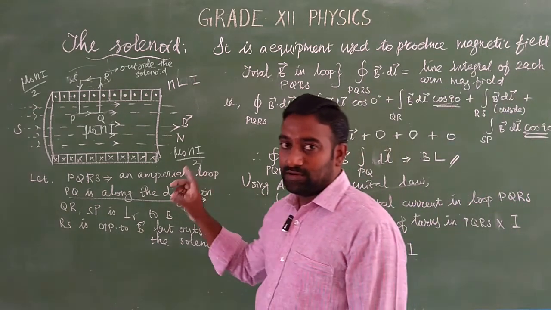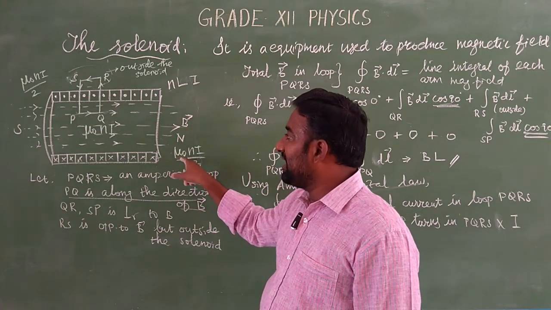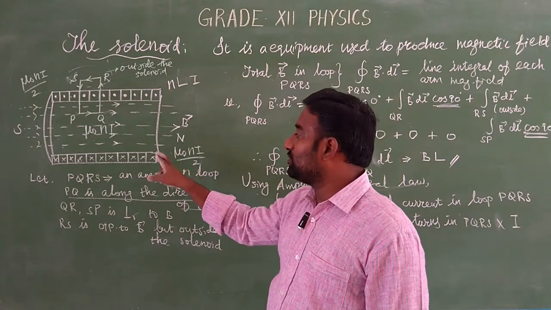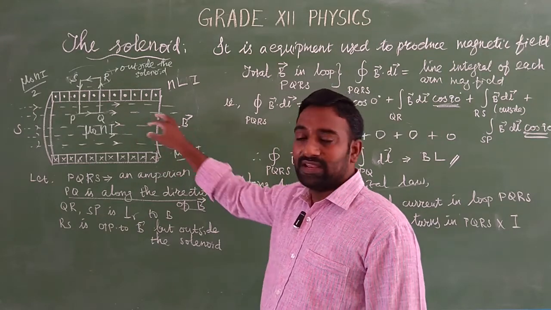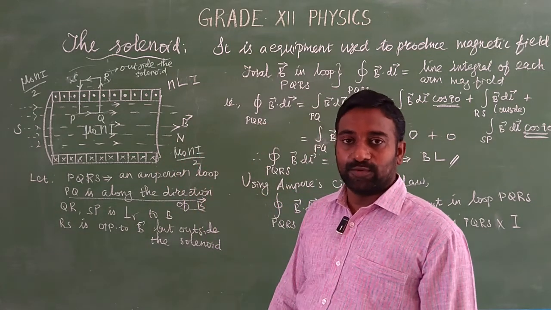But note an important point. Comparing with inside, the magnetic field near the ends, near the north pole or the south pole, will be half of that inside. So compared to inside, the magnetic field outside at the ends will be only half.